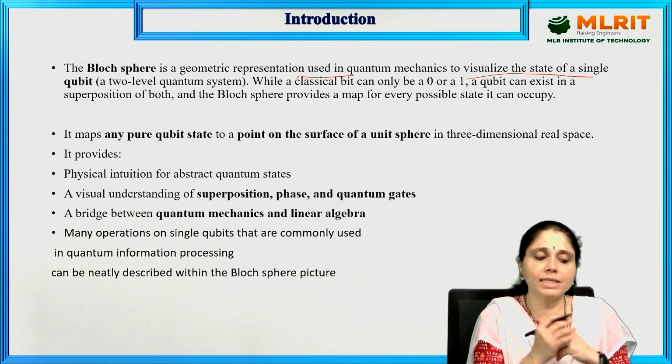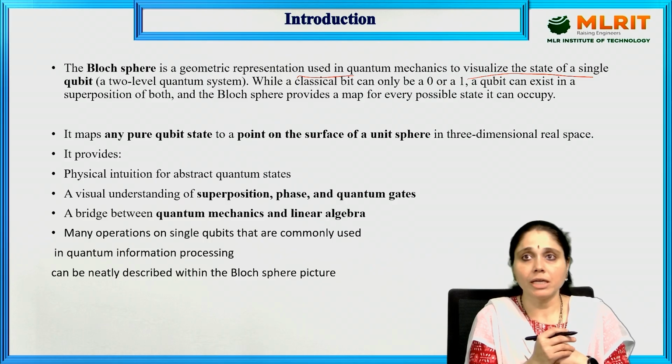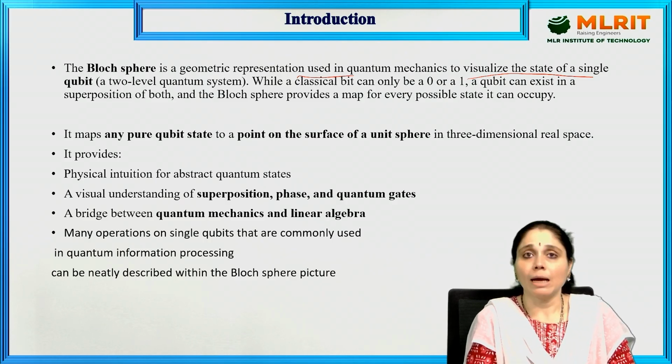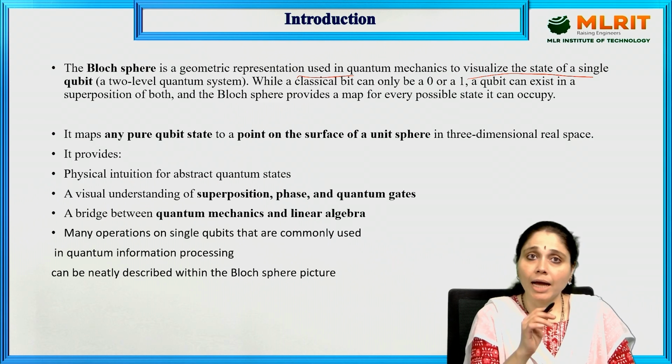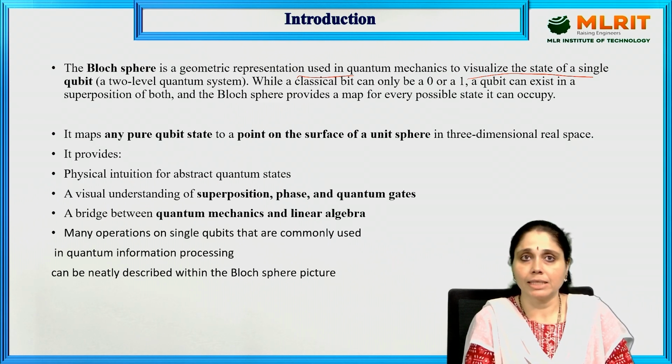Okay, what is its importance? It maps any pure qubit state to a point on the surface of the unit sphere in a three-dimensional real space. It provides physical intuition for abstract quantum states, a visual understanding of superposition, phase, and quantum gates.